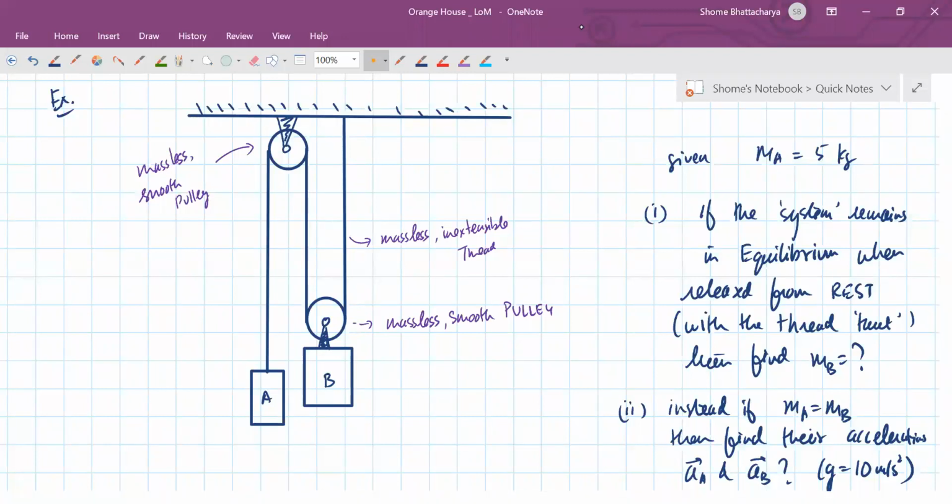Okay, so got the answer, anybody? Yes, first answer is correct. What about the second one? 10 kg will be the answer for the first part. Second part का answer, anyone got it?